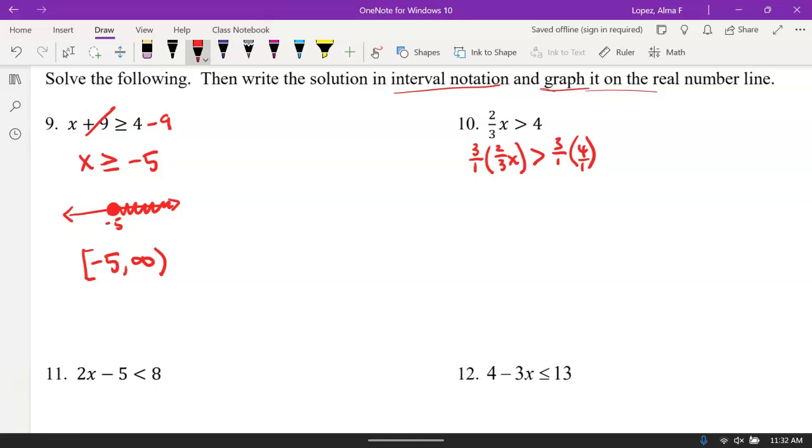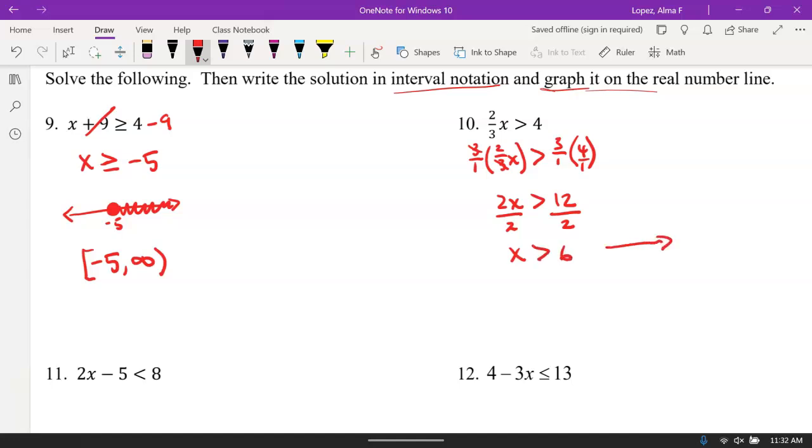Now, the whole purpose of multiplying through by the least common denominator is that it cancels that 3 out, right? So what's left? 2x. On the other side, nothing cross cancels, nothing reduces within a term. When you multiply straight across, you get 12/1, which is going to be 12. Now to get the x by itself, we're going to divide both sides by 2, and so we end up with x is greater than 6.